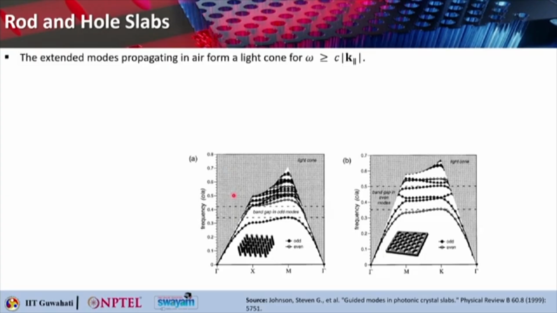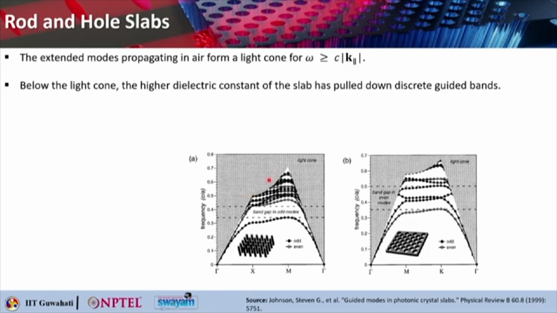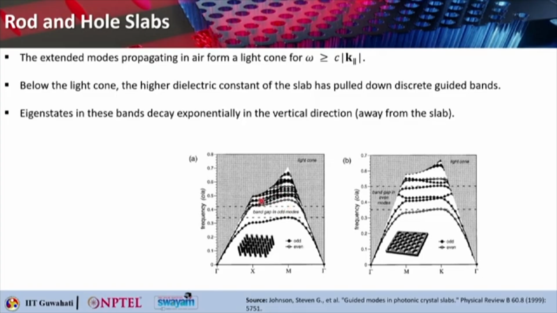So the extended modes propagating in air basically form a light cone for omega greater than or equal to Ck, or you can say Ck parallel. This particular slope corresponds to this equal sign, and there are also some regions which are extended, so these are the extended modes. Below this light cone, you can see that the higher dielectric constant of the slab has pulled down the discrete guided bands.